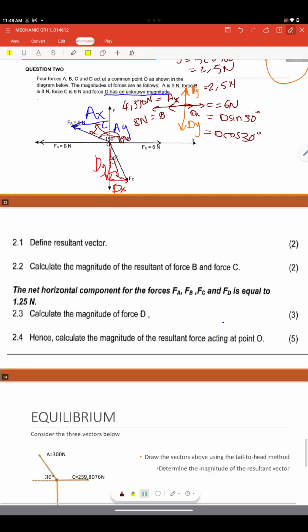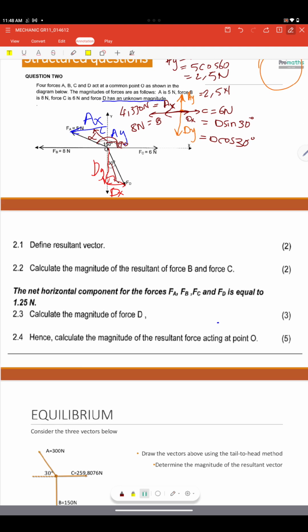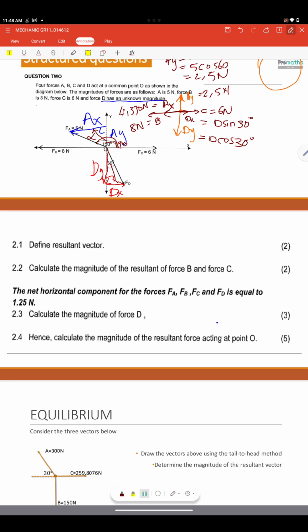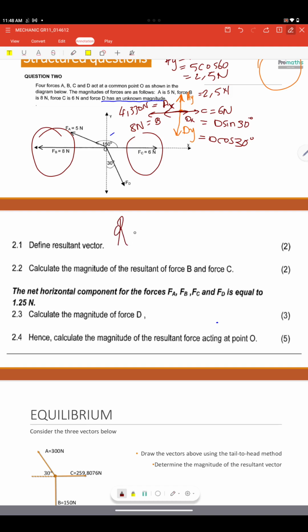The other one says calculate the magnitude of the resultant of force B and C. Let us try to locate the forces B and C. If we go to the original diagram, there's B over there and then there's C over there. And we can clearly see they're along the same straight line, so they are collinear. Collinear vectors, we just add them together, taking into account the direction. So RBC is the resultant of B and C. That will be B plus C.